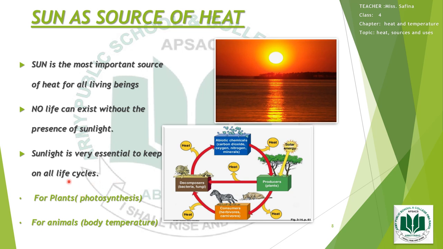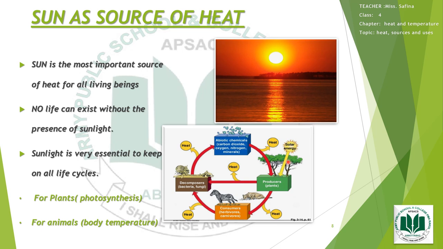Students, as we know, plants make their food, in a process which is called photosynthesis, in the presence of sunlight. So, if the sunlight or sun energy is not present, plants will not be able to make their food. Same like this, for animals to keep their body temperature normal, the presence of sunlight is very essential.